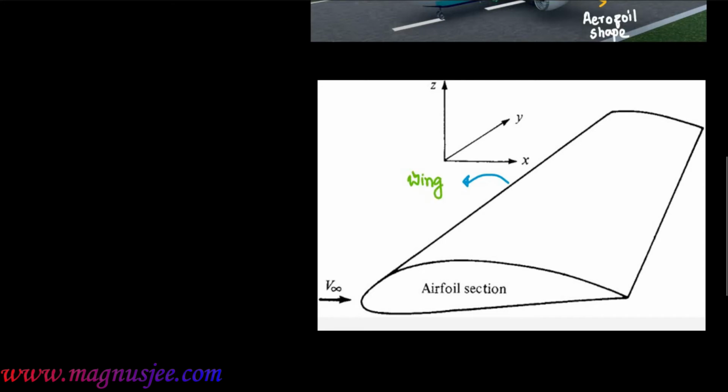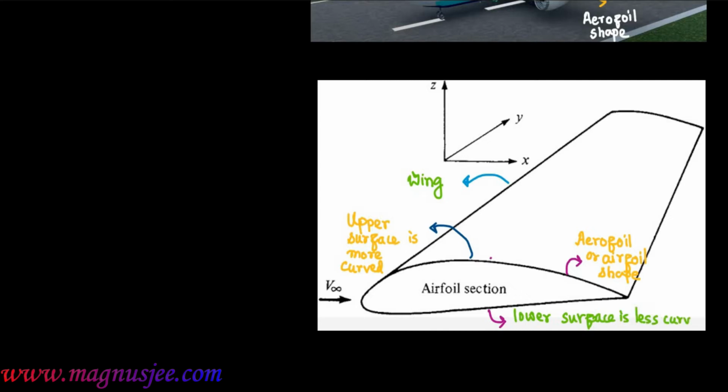This is the sketch diagram of the aeroplane wing, and we can denote the airfoil shape of the aeroplane wing. The upper surface is more curved with respect to the lower surface, and the lower surface is less curved.